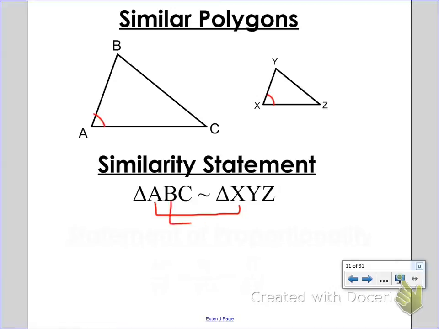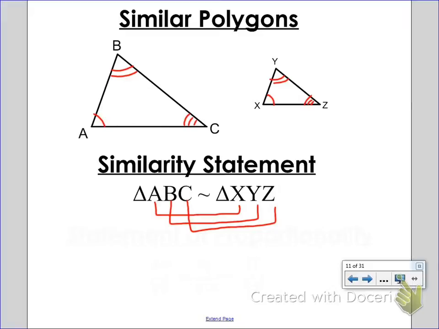B is my second letter, Y is my second letter over here. So angle B will be congruent to angle Y. And then lastly, C is my third letter, Z is my third letter over here, so these two angles will also be congruent to each other. So as you see, all three angles from the first triangle are congruent to all three angles in the second triangle. But this is where the congruency is going to stop.